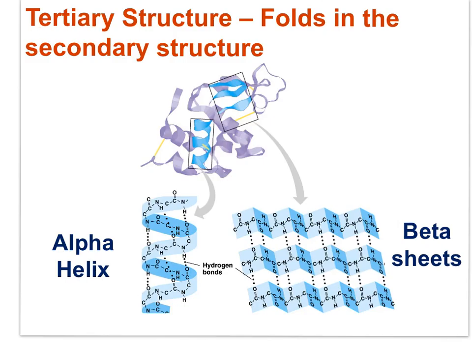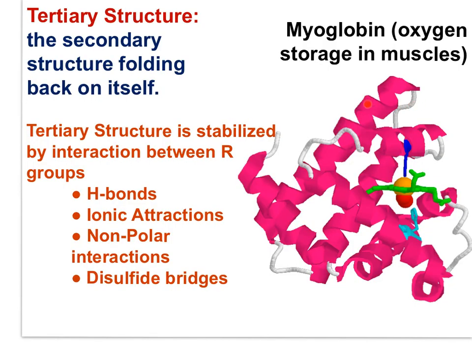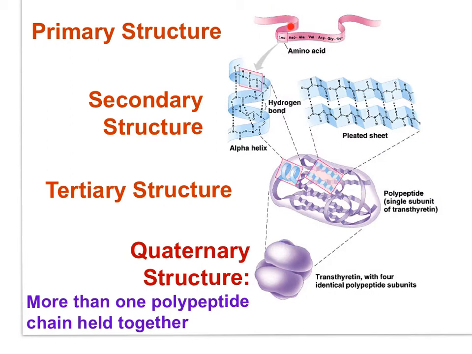The tertiary structure of a polypeptide would be described as the folding of the secondary structure. You can see the pleated sheets here with many folds and the alpha helix here with folds. The complex shape of tertiary structure is stabilized by the interactions between R groups. These 4 forces maintain the tertiary shape of a polypeptide, and those forces are hydrogen bonds, ionic attractions, nonpolar interactions, and disulfide bridges.